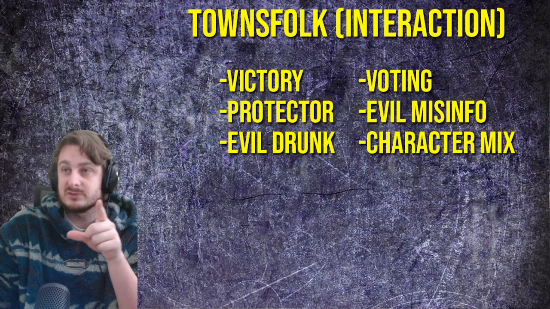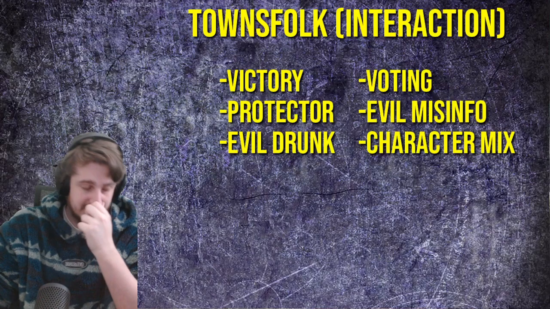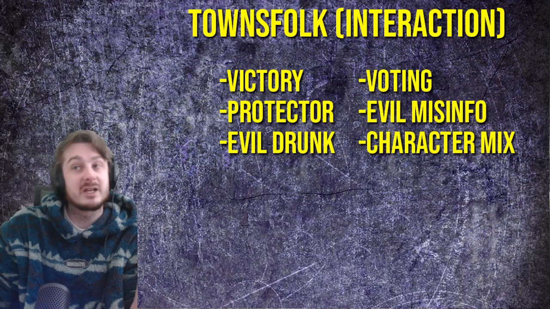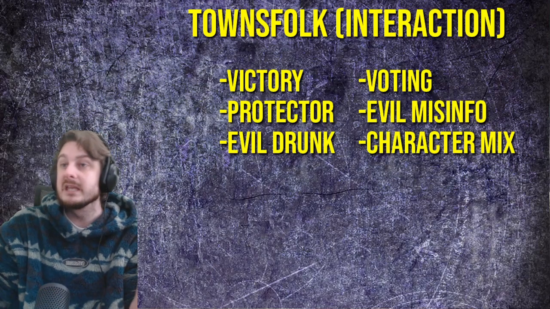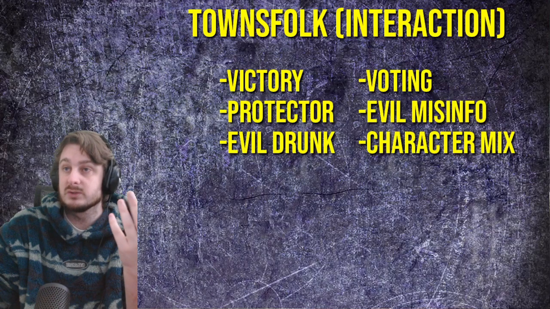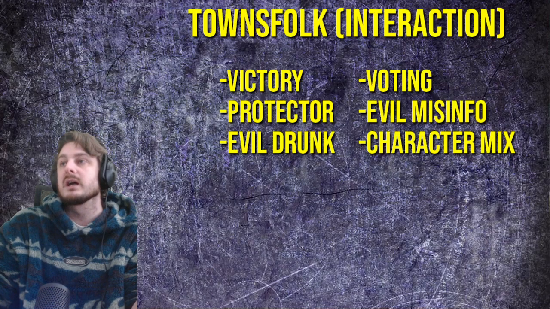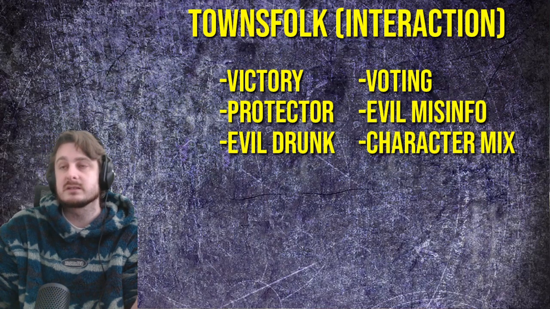First of all, we've got Victory. This is like the mayor. It has something that says you win the game written on it. We have Protector. That could be the monk, which stops people from dying at night. That could be the tea lady, which stops people dying if they're next to you. Evil drunk. So we are talking about the sailor, for example, which could drunk evil players and kill him. The courtier is a good example. Voting. So like the banshee, which gets extra nominations, extra votes if they successfully die.